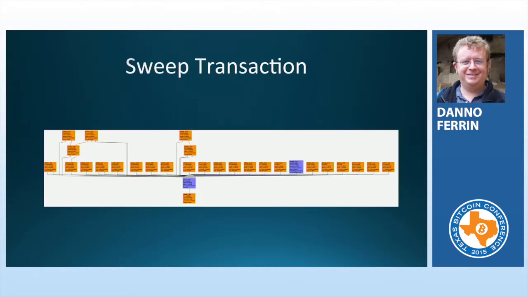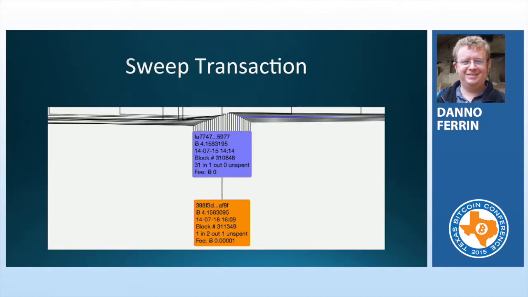Now the second most common single transaction pattern that you will see is what I call the sweep transaction. That's where you take all of your little tiny Bitcoin outputs and you sweep them together into one output. If we zoom in on this, we can see that this one had 31 inputs in one output. At the time that this transaction was done, that represented about $2,000 in Bitcoins. So they're consolidating a lot of value into one Bitcoin output.